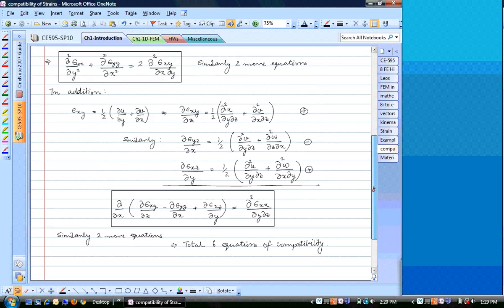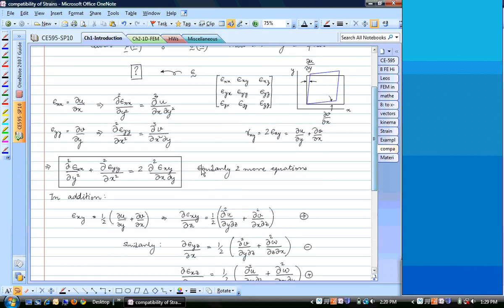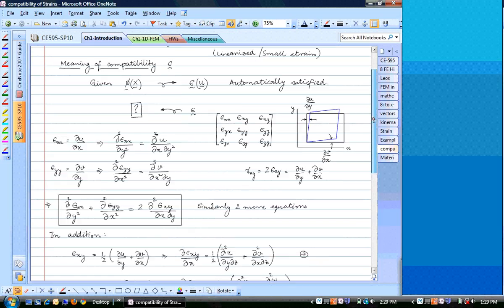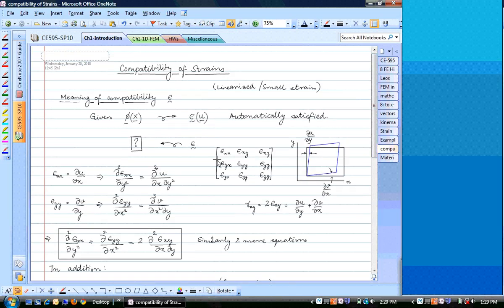So this gives you three types of equations here, and three types of equations here, for a total of 6 conditions of compatibility. When you consider that this strain tensor has 9 components minus 6 conditions of compatibility, it leaves out 3 degrees of freedom, and those 3 degrees of freedom will be your deformation map.